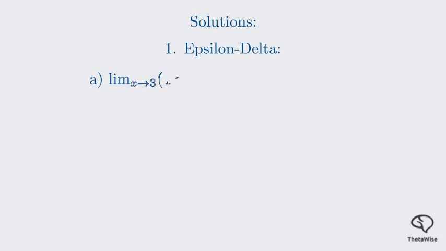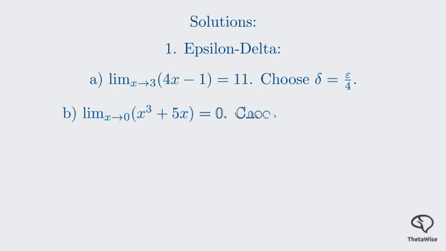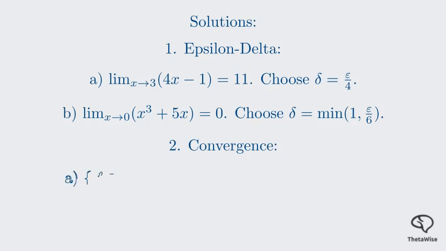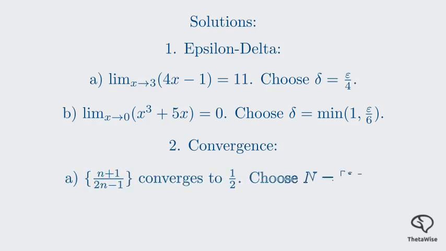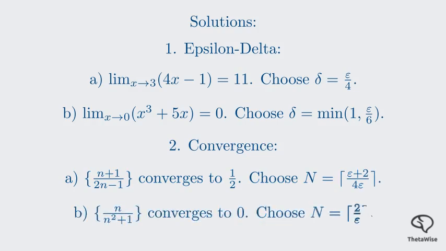Welcome back. Let's look at the solutions to those practice problems. For the first epsilon-delta proof, you should have found that delta can be chosen as epsilon over 4. For the second, delta can be the minimum of 1 and epsilon over 6. For the sequence convergence problems, the first requires bounding, and you can choose N to be the ceiling of epsilon over 2. The second is simpler. You can choose N to be the ceiling of 2 over epsilon.